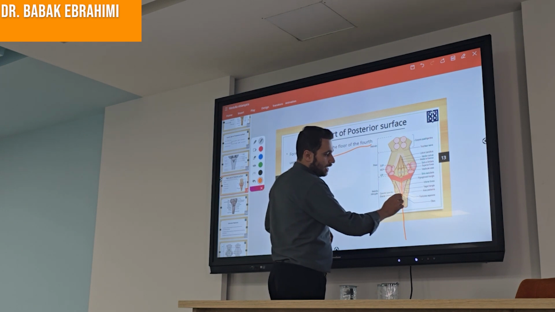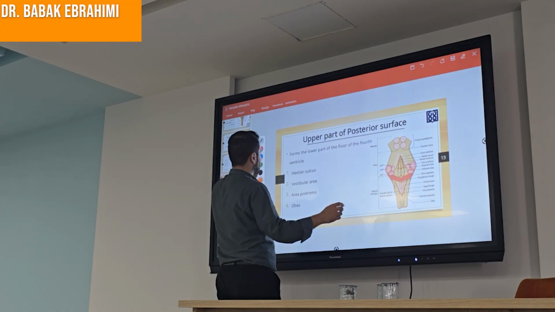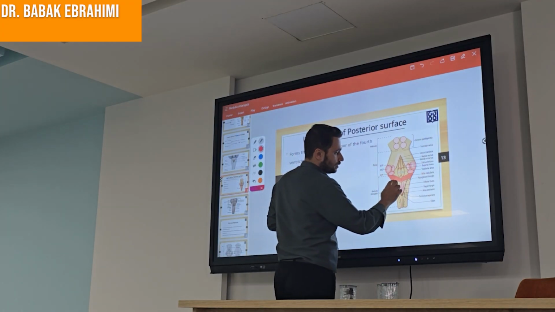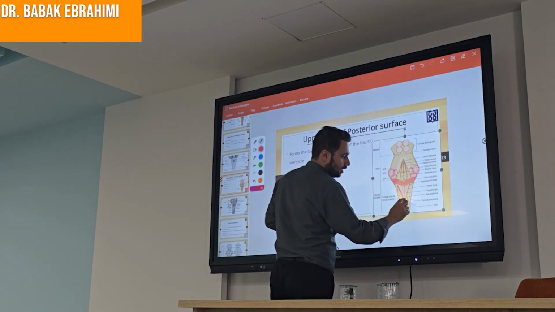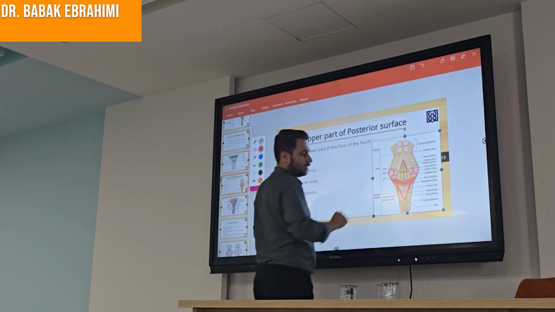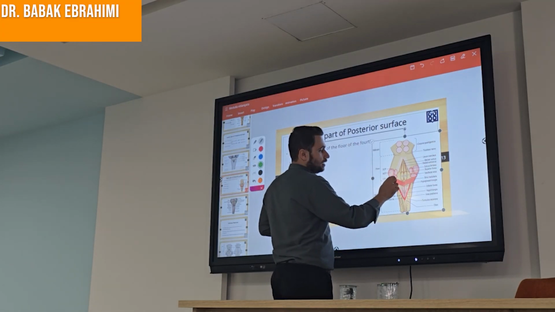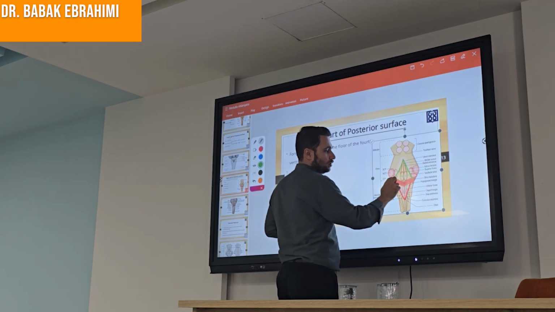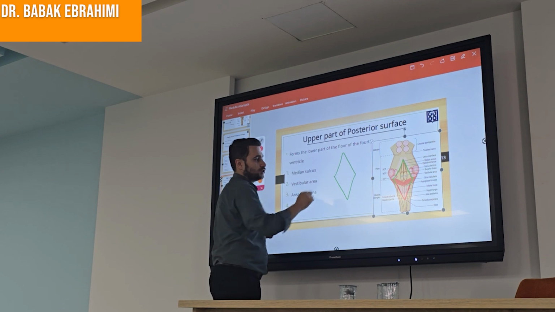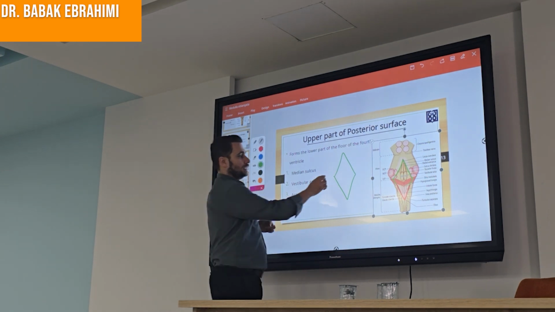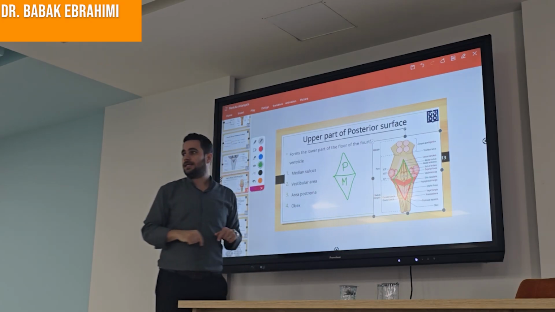Look at here, at this part, the open part of the medulla oblongata. Okay, the open part of the medulla oblongata, and this part is the open part of the pons. Okay, they are coming together and make something in this part, in this shape. The upper part is related to pons, the lower part is related to medulla oblongata.